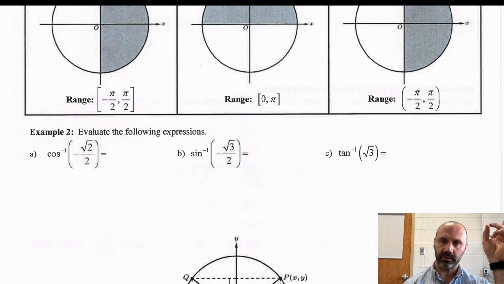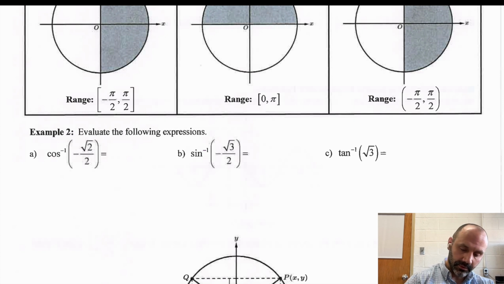And so this means we're in the second quadrant, because inverse cosine is restricted to the first and second quadrants. And so this is going to be 3 pi over 4.